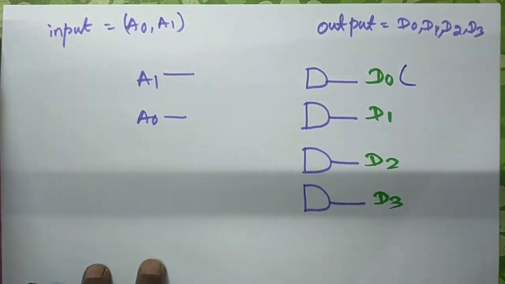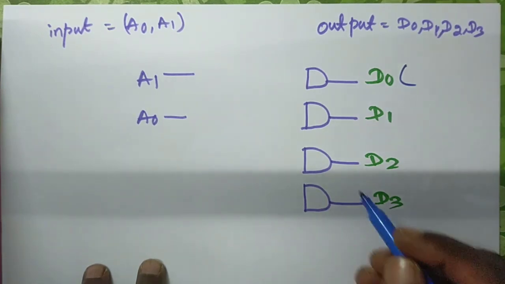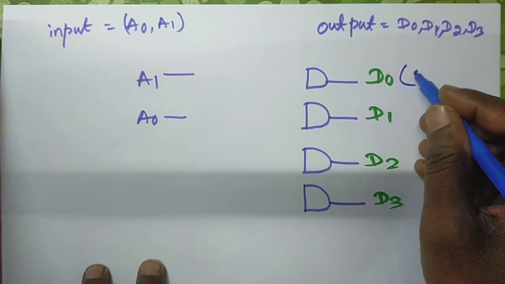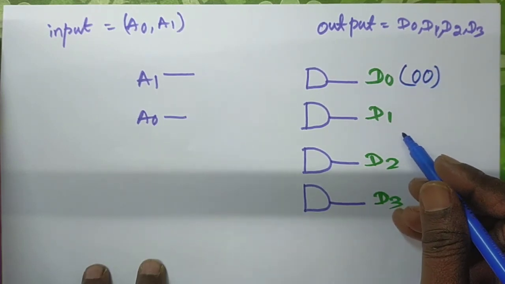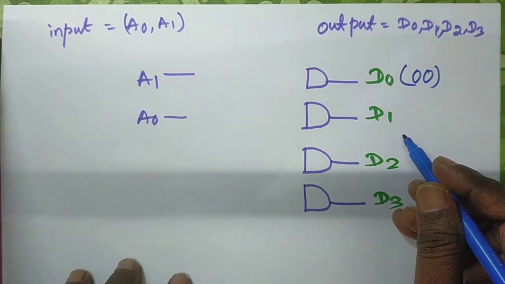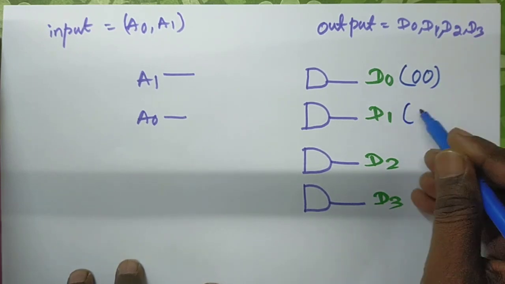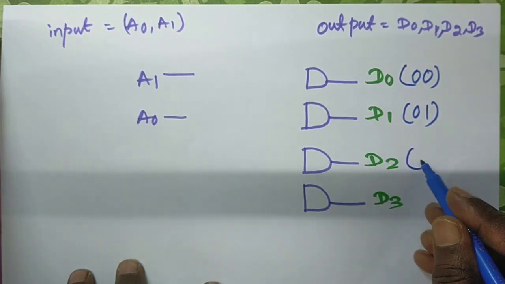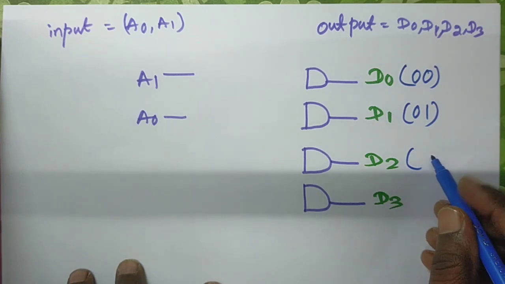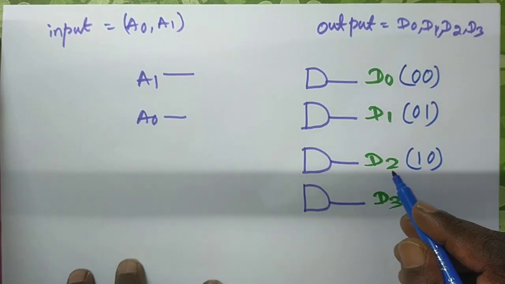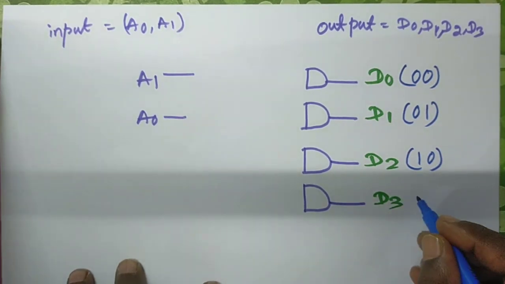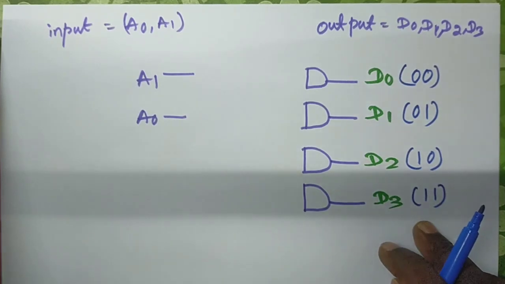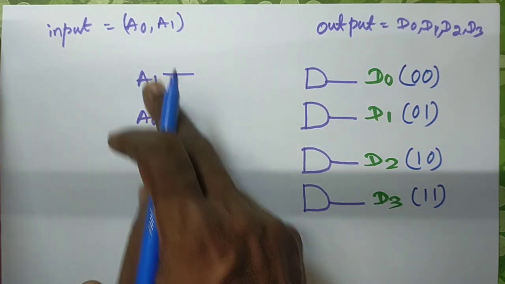Suppose A0 is 0 and A1 is 0, then what happens? The result will be 0, 0. Similarly, if A0 is 0 and A1 is 1, the result will be 0, 1, which is considered the output D1. Similarly, if A0 is 1 and A1 is 0, then the output is considered as D2. In this way all outputs can be obtained from D0 to D3, defined through the two inputs A0 and A1.